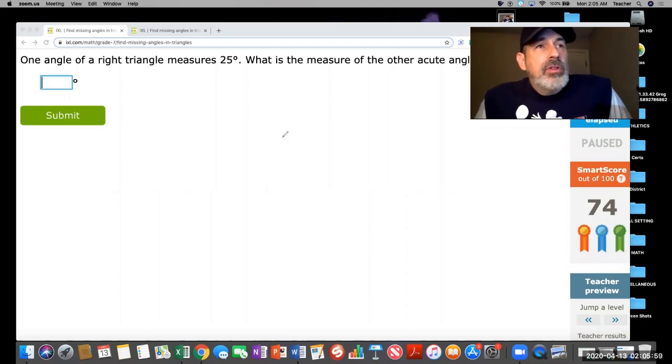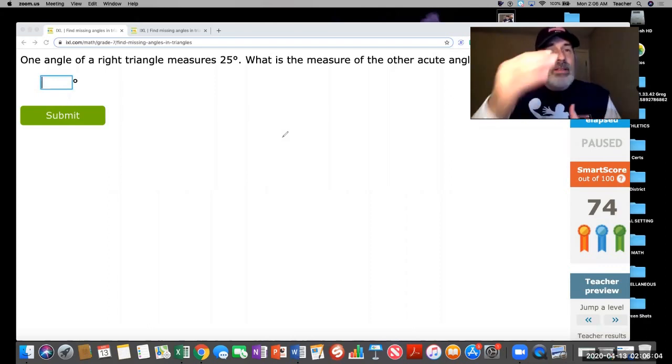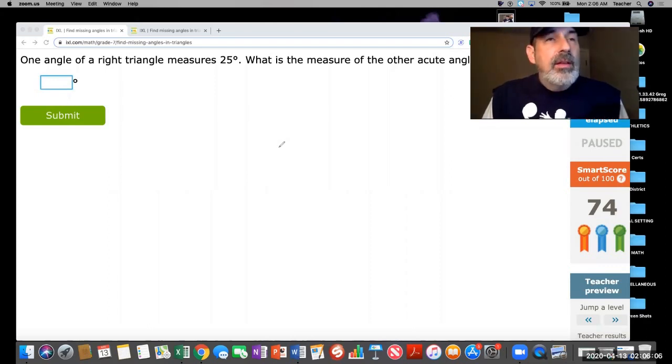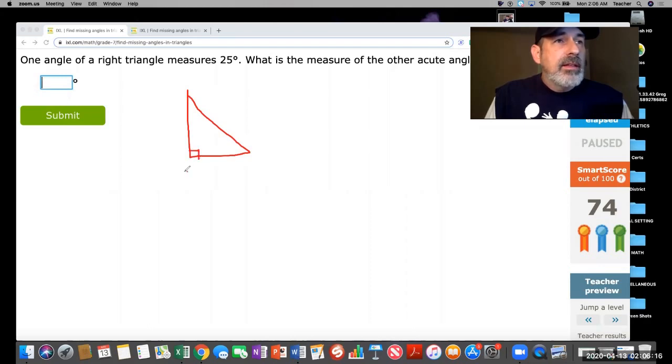One angle of a right triangle measures 25. What's the measure of the other? Well, this is the same. It's a different level, but it's the same as what we just did. Actually, we did this 2 problems ago, right? I know one is 90 degrees. And then they're telling me the other one is 25. So let's say this top one is 25. So you add them together and subtract them from 180. So 90 plus 25 is going to be 115.